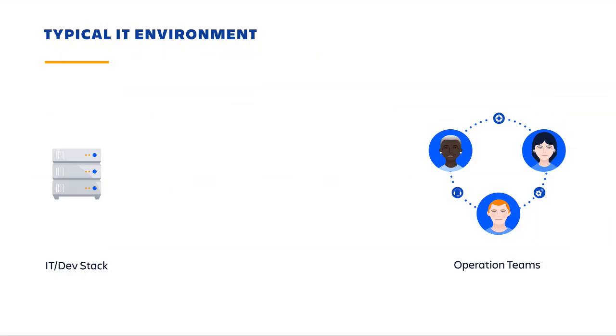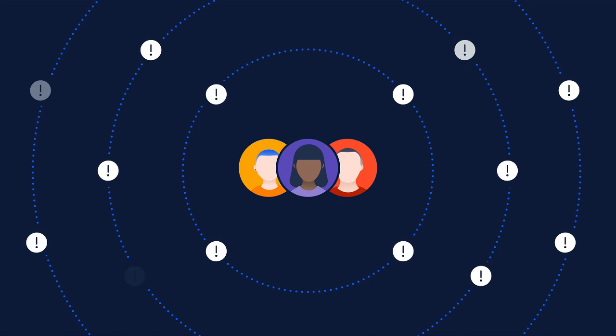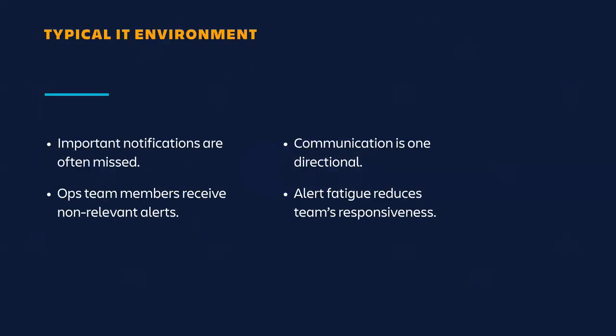Taking a step back from there, when the company was founded, we were seeing that IT and dev stacks were becoming more and more complicated. Teams were implementing some of those tools I was just talking about, Datadog, New Relic, etc., for monitoring, and we integrate with many of them. The only problem is, if you just integrate a bunch of those tools, you can end up with a lot of alerts coming through your systems, and that can overwhelm your teams. So in that typical environment, important notifications can be missed, ops team members are receiving non-relevant alerts, communication is one-directional, and alert fatigue can reduce your team's responsiveness. All the issues that Opsgenie is out to solve.